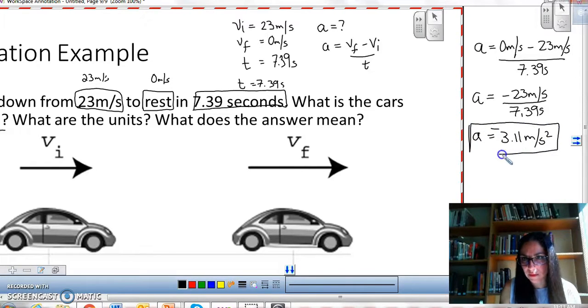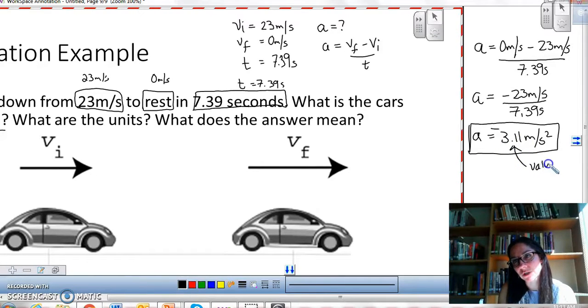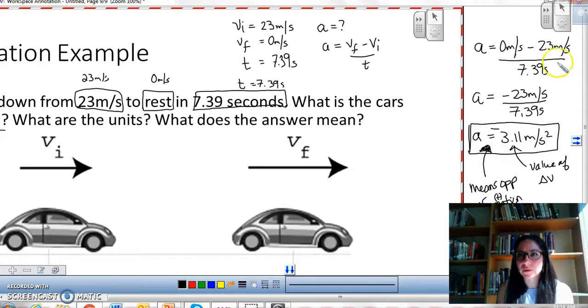Okay, so what does this mean? This means we're changing, so the number means how much we're changing our velocity by. So this is the value of change. All right. Now, the negative means opposite of motion. So the negative doesn't always mean slowing down. It just means it's going opposite what we defined as the positive motion. But if you notice, we're going positive to begin with because we're slowing down from that.